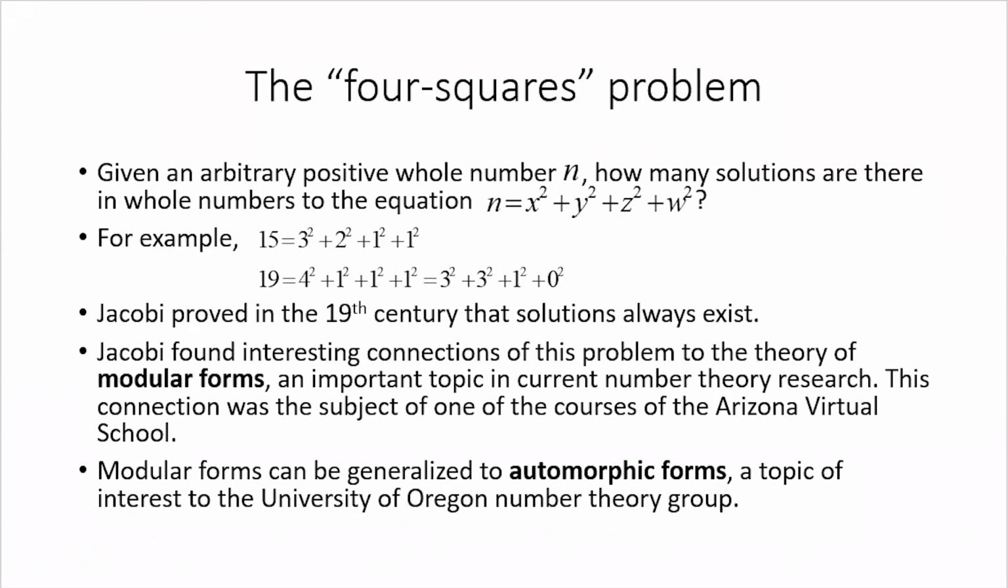Another problem, which was studied in the Arizona Winter School or the Arizona Virtual School courses, was this 4 squares problem. Given any number, how many ways can you write it as the sum of 4 squares? And Jacobi proved in the 19th century that there's always at least one solution to this problem for any positive value of n. He found an interesting connection to the theory of modular forms.